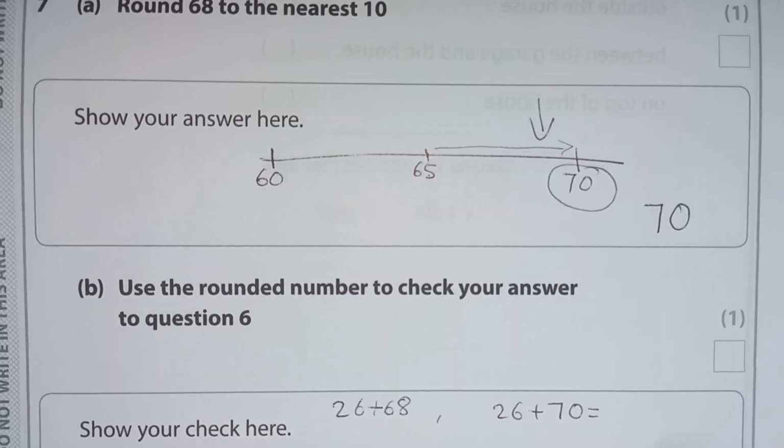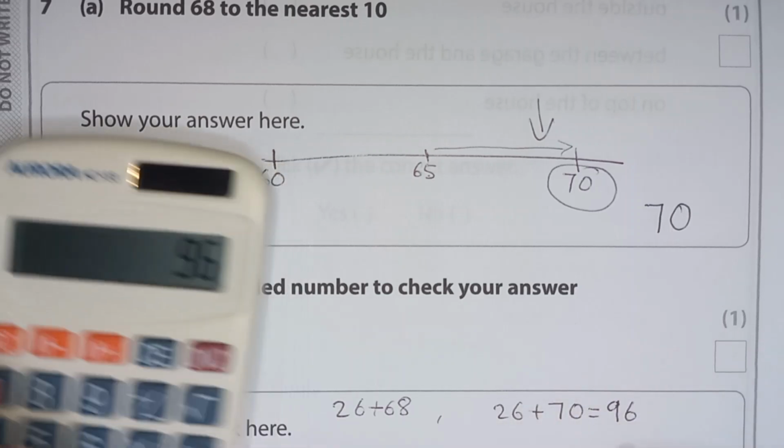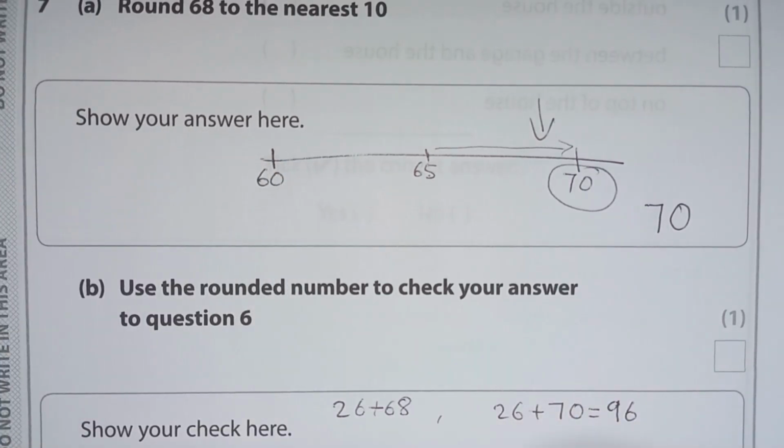We can use our calculator again. Equals 96. Now it's not going to be the same as the answer before. Because it's a check, it just needs to be close to it. So that's absolutely fine.